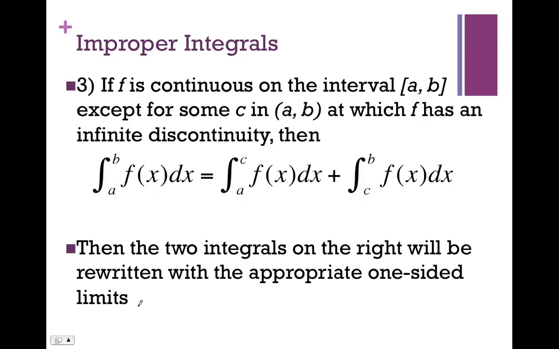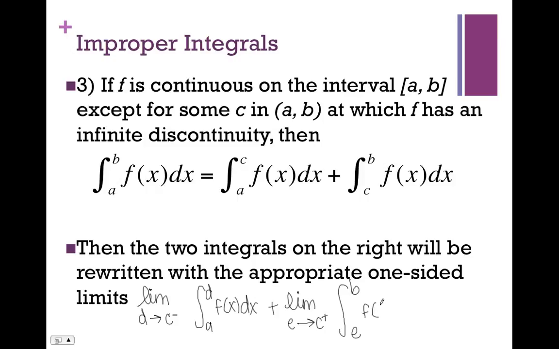So remember, we can't do double limits. So this is going to be the limit as, I don't know, I need a new letter. Let's say d approaches c from the left of the integral from a to d of f of x dx, plus the limit as, I need another letter, let's say e, I don't really like that because e means something, but that's okay, as e approaches c from the right of the integral from e to b of f of x dx. Then I have two integrals, two limits, and really this is going to look very similar to what we were doing with the first type of improper integral.